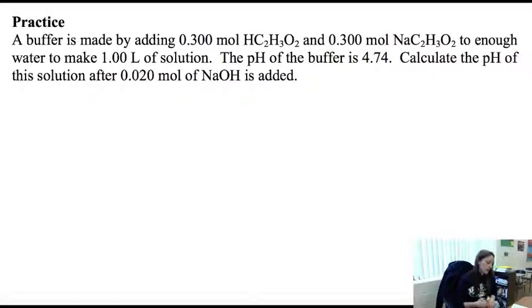Okay, a buffer is made by adding 0.3 moles of HC2H3O2 and 0.3 moles of sodium acetate. Notice how these two are equal. Since those two are equal, that means your pH is equal to your pKa. Okay, and it's added to enough water to make 1 liter. The pH of my buffer is 4.74. I want to calculate the pH of the solution after 0.2 moles of NaOH have been added. So the first thing we're going to do is determine how much OH reacts with the buffer and what's left. And then we're going to use our Henderson-Hasselbalch to determine the actual pH for the buffer.